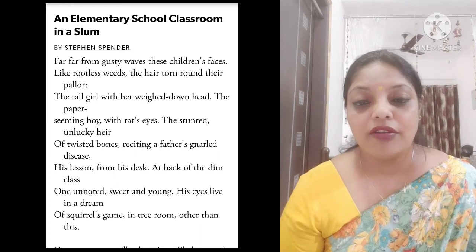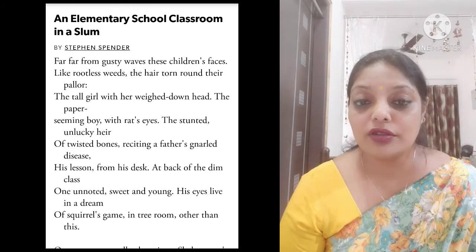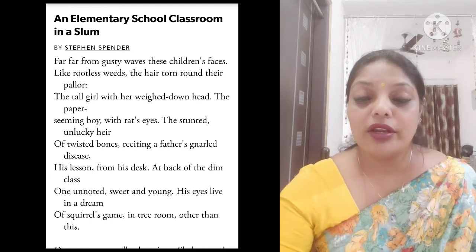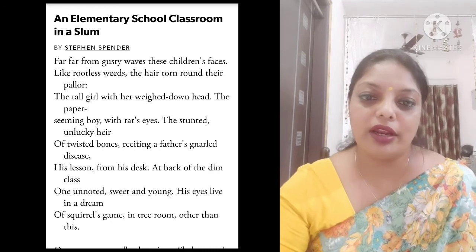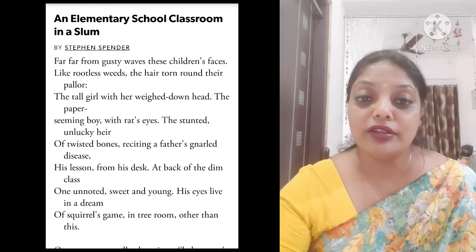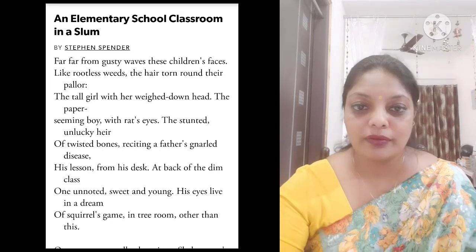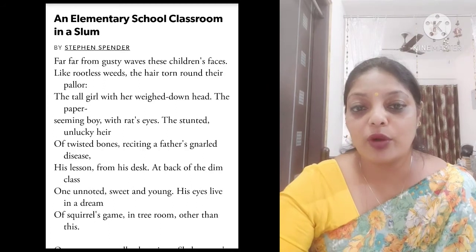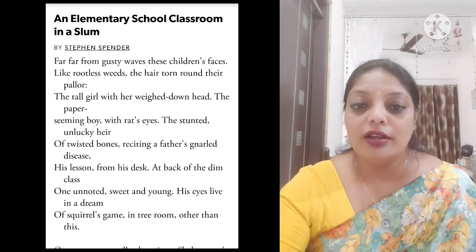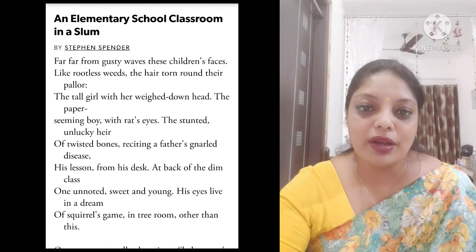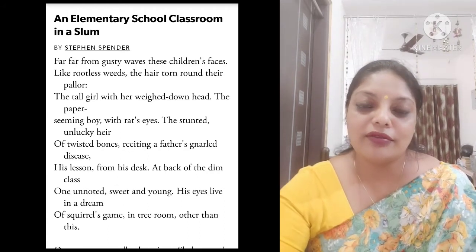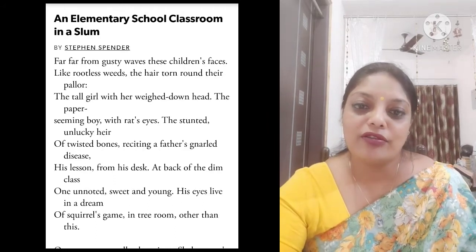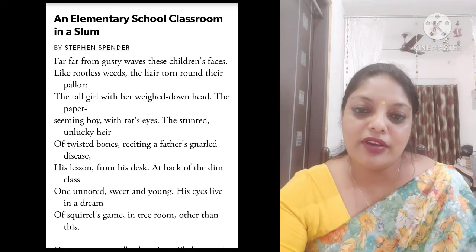He says, far, far from the gusty waves, these children's faces. मतलब कि जो real world है, जिस दुनिया में आप और हम रहते हैं, that is very much different from the world of these children. Because these children are living in slums. They do not have proper facilities. They do not have money. They are living in poverty. They have lack of classrooms, lack of food, lack of money, and they are living in a very congested area.